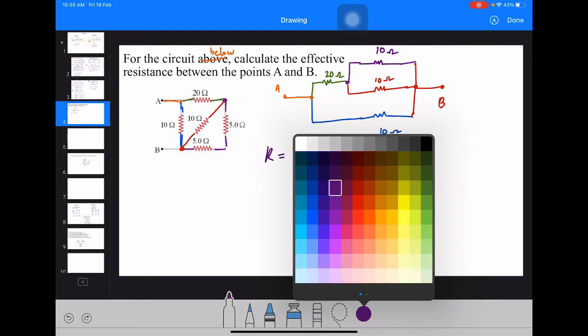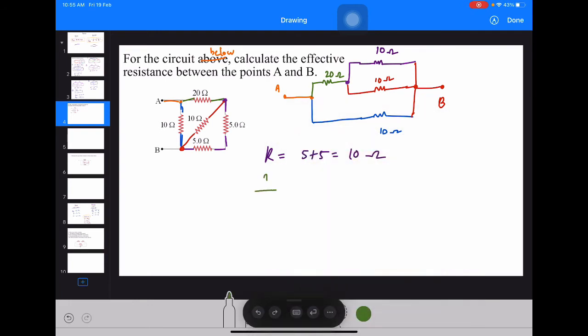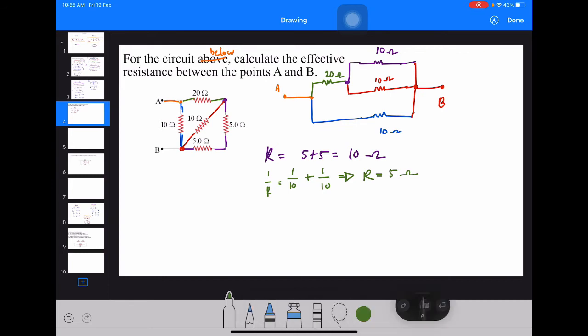It becomes 1 over R is equals to 1 over 10 plus 1 over 10. So you get 2 over 10, so that your R becomes 10 over 2, which is 5. Okay, so saya padam lagi sekali. Kamu jangan buat macam ni. So, sebenarnya saya nak tunjuk the ideas of dia combine tu jadi macam mana sebenarnya.